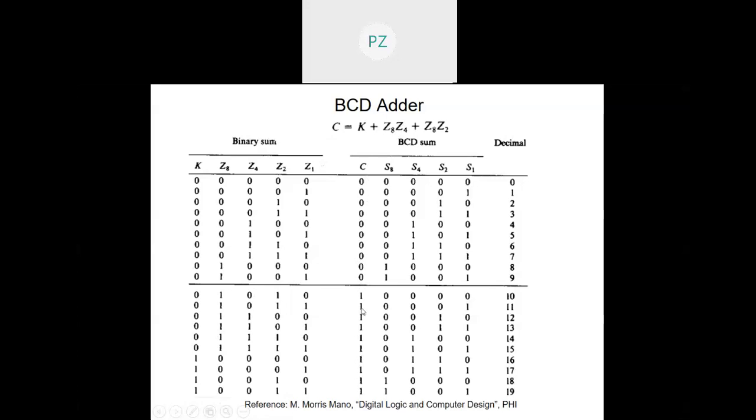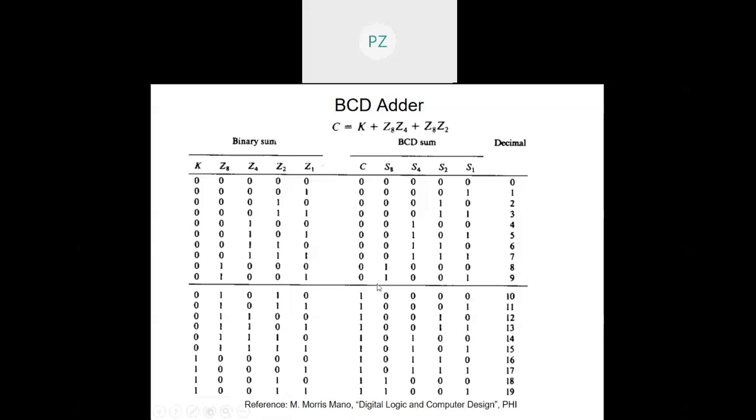In addition to this C being one of the decimal digits, it will also provide me with the correction. When C is 0, there should not be any correction, but when C is 1, I should give a correction of adding 6 to the binary sum in order to get the BCD sum, right? Now, how do I generate C?